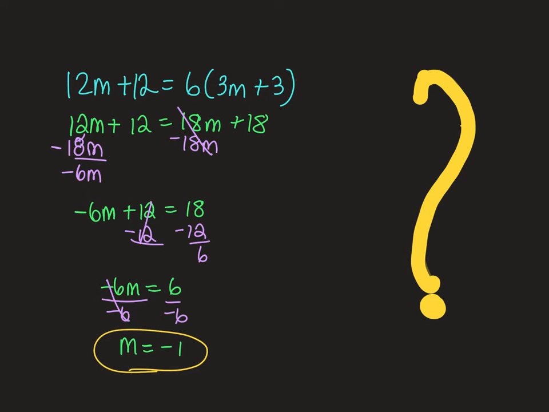Did you get m equals -1? Let's look and see what I did. I distributed the 6 to get 18m plus 18. I like getting rid of this guy, so I subtracted 18m's. 12 minus 18 is -6. I rewrite it in green, subtracted 12 and got a +6. Rewrote it in green, divided by -6 and got a -1.